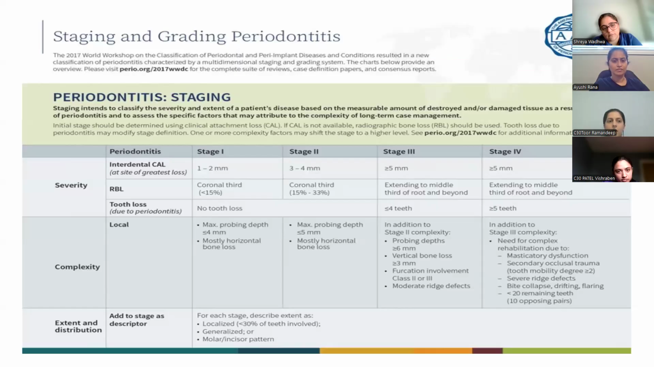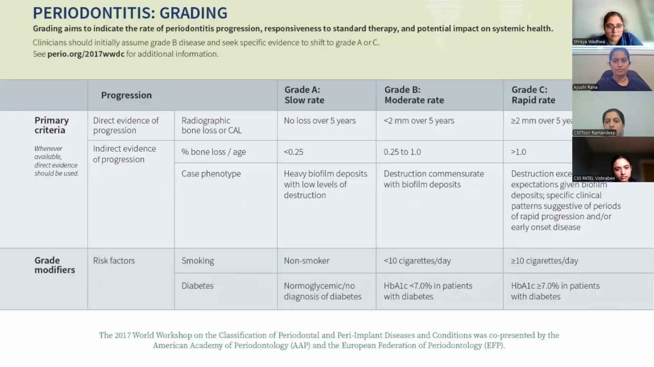Next slide, please. Here is the staging and grading of periodontitis. First, see the periodontitis staging. In staging, it intends to classify the severity and extent of a patient's disease based on the measurable amount of destroyed or damaged tissue as a result of periodontitis and to assess the specific factors that may attribute to complexity of long-term case management. Here are the 4 stages, and they are described on the basis of severity, complexity, and extent and their distribution.